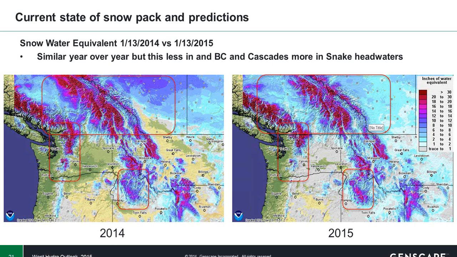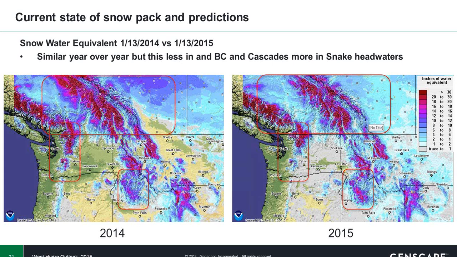So let's start by zooming in on Leo's earlier snow water equivalent slide. This is Tuesday's data compared to the same exact date of last year, so January 13th, 2015 versus January 13th of 2014. To the left is 2014, the right is 2015, and right away you can see that there's less snowpack in BC.